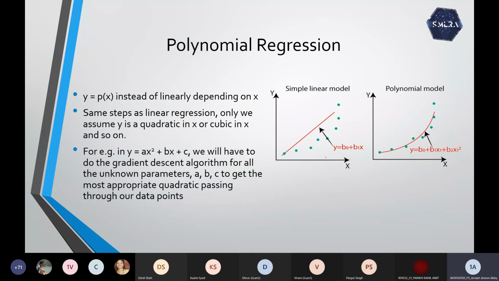So we are not assuming y is linear in polynomial regression. We are assuming y is any polynomial in x, and we are defining what the polynomial is, whether it's a cubic or a quadratic. Because similarly, you will have these values, B0, B1, B2 for x raised to 0, x raised to 1, x square. So you will have the constant values.